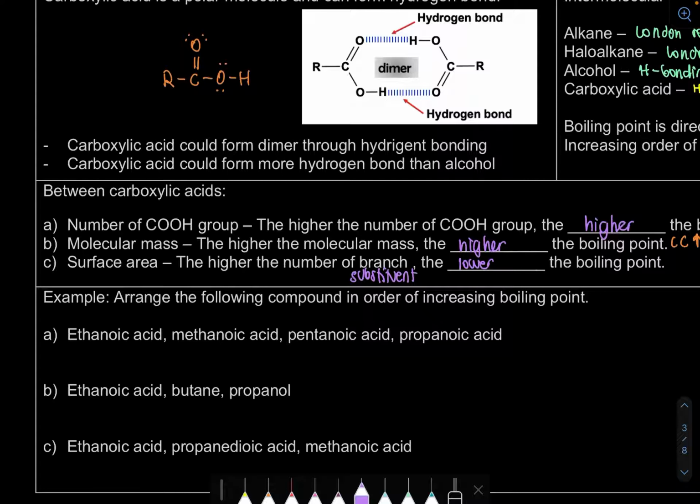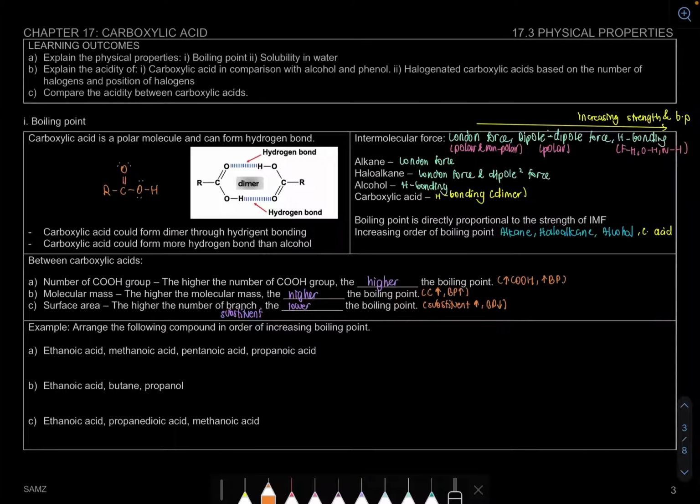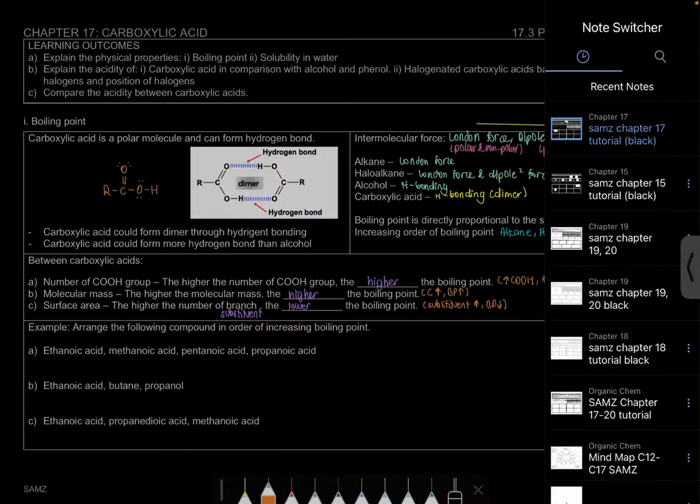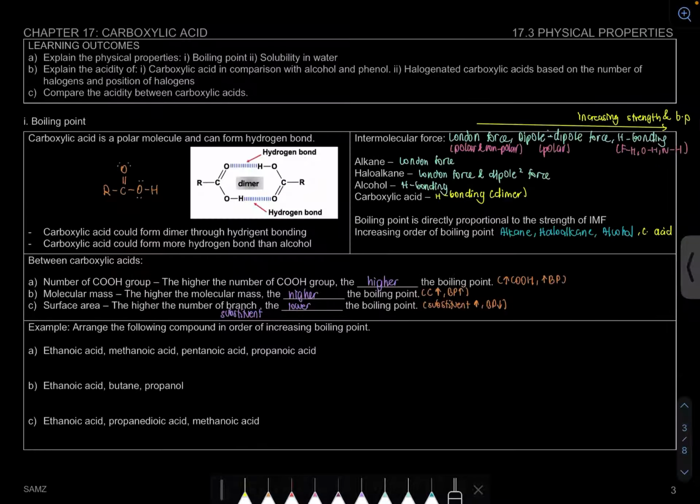Okay, so this one is a bit different. Here, the substituent is attached to a lower position, and its BP will be lower. For this one, I did not do much explanation, because we have previously seen it in alcohol as well, this part. Okay, so now let's look at the example itself.